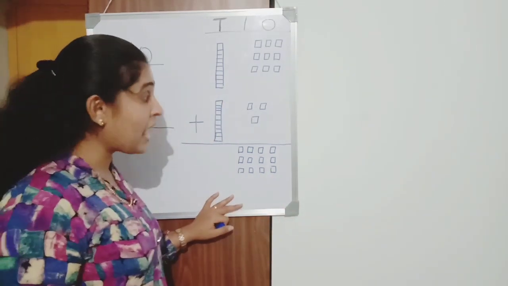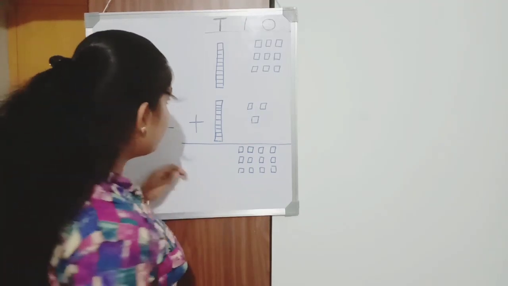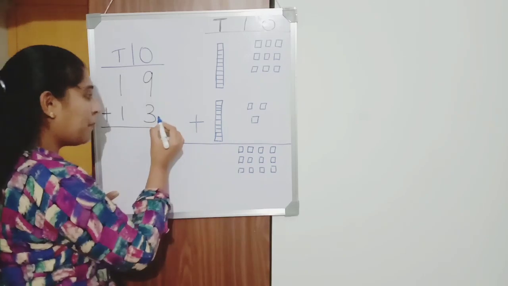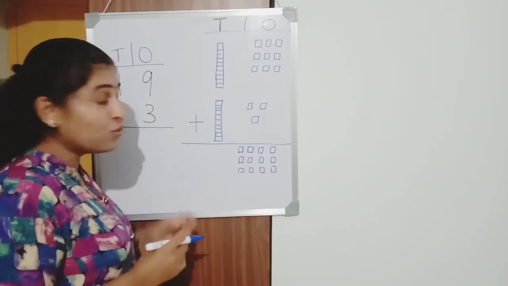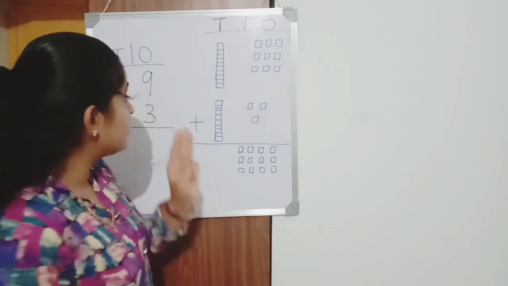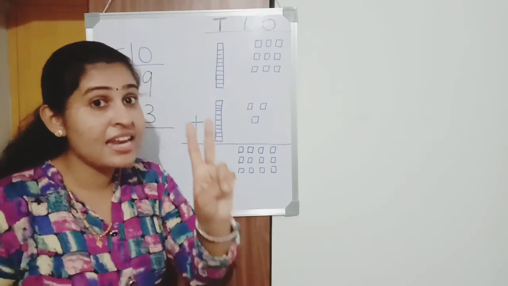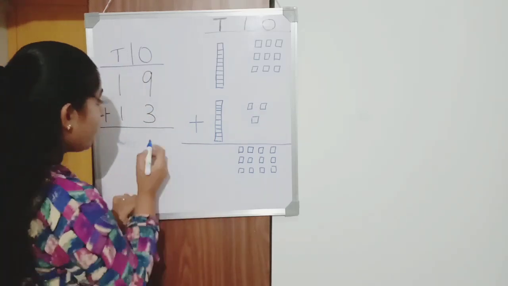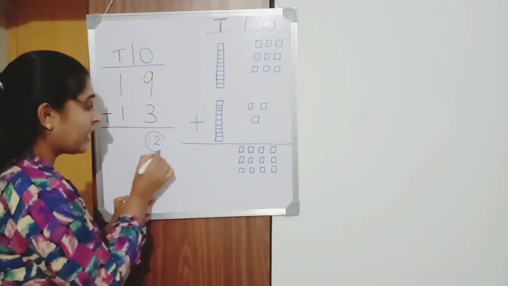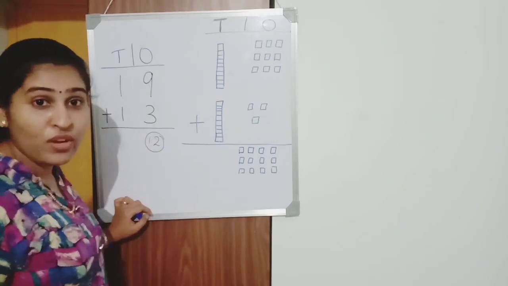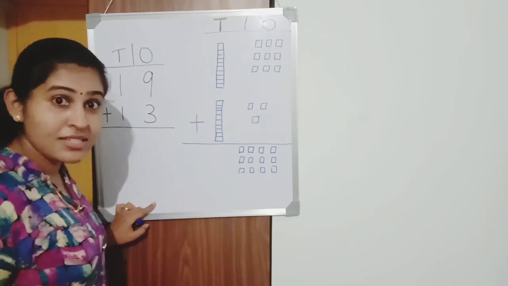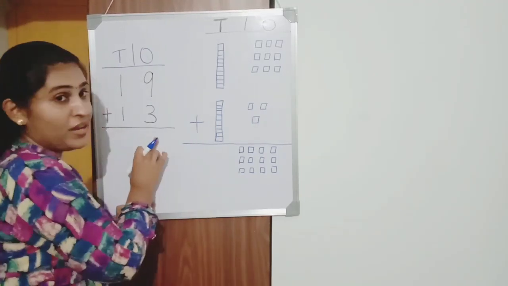Here 12 ones. But 12 is a 2-digit number. If we add 9 plus 3, what to do? 9 in your mind and 3 on your fingers. After 9, 10, 11, 12. So 12. Can we write 12 here? No, we cannot write 12 over here. It's a 2-digit number. Only 1 digit we can write here.